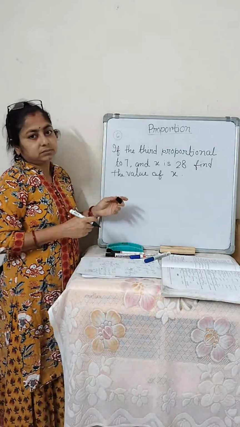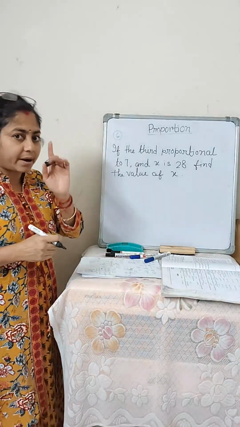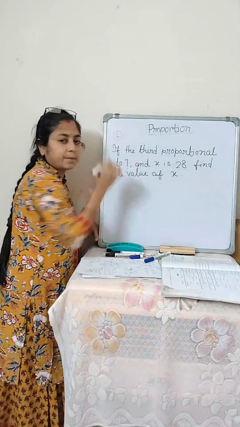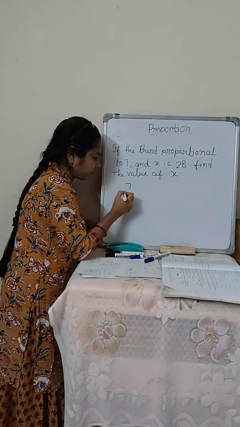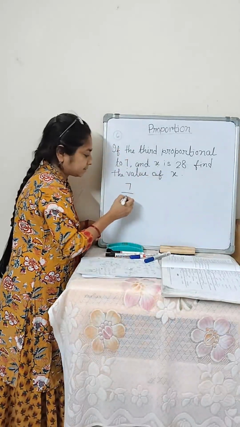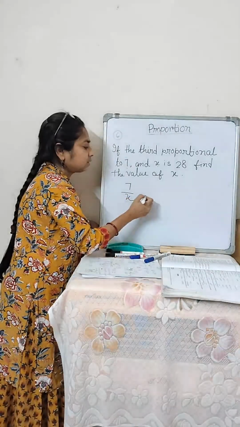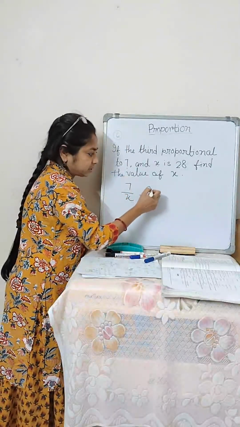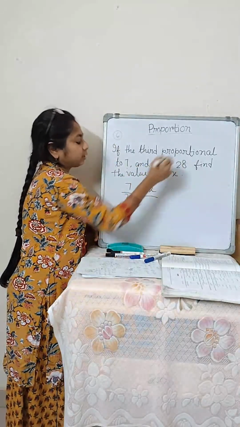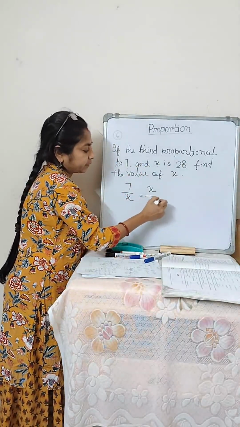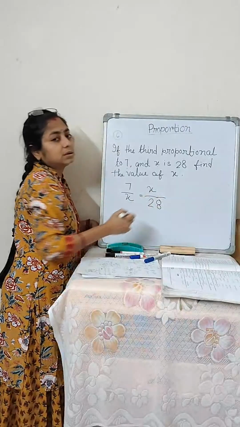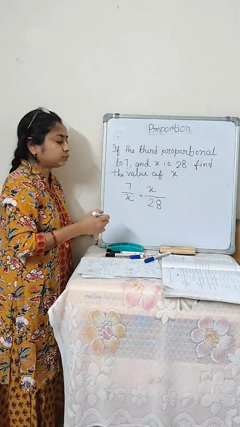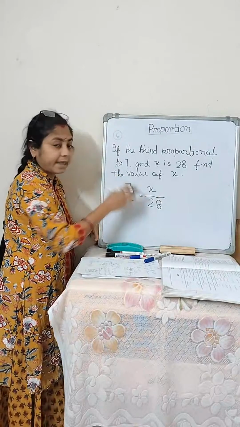Look, here which number is repeated? It is a continued proportion. Which number is repeated? Check it. First number is 7, I write 7. Second number is x, I write x. So the repeated number is this one, x is a repeated number. And 28 is the third one. Clear? It is a continued proportion. So now I find out the x value.